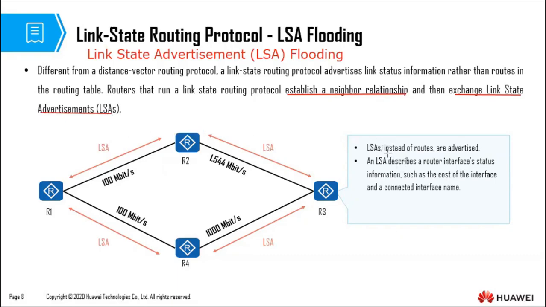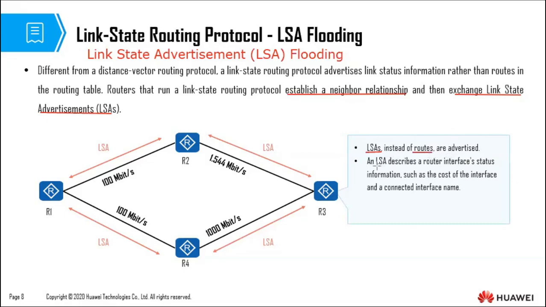Now look here, the difference between distance vector and link state routing is that here we are sharing the state of the link, while in the other one we were sharing the routes, sharing the direction, how to go. But in link state routing, we are not really sharing the direction. We're just advertising the link.